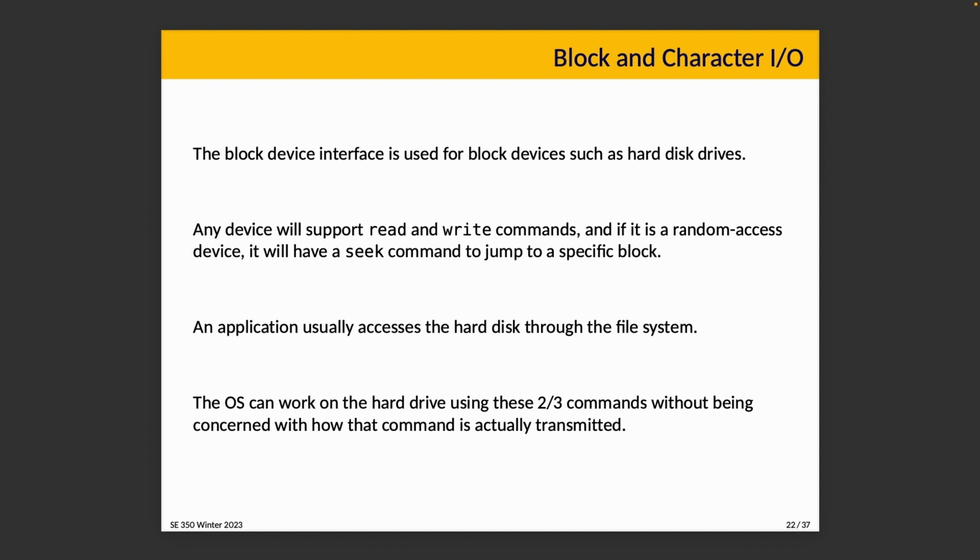And an application typically accesses the hard drive through the file system. Right? We don't usually allow a lot of direct access to the hard drive itself. And so, an operating system can work on a hard drive using these commands, just as an example, without having to care very much about how the actual instruction is transmitted to the physical underlying hardware. Like, why should you need to know that?